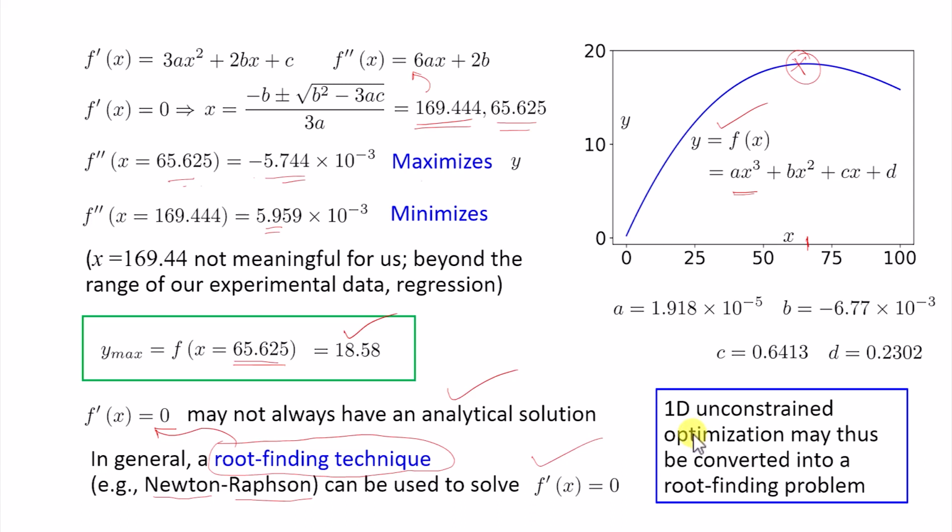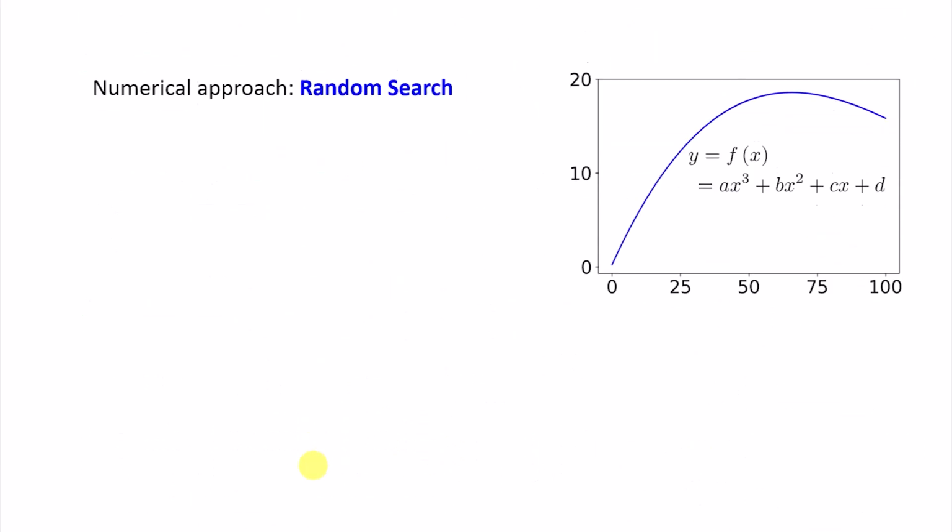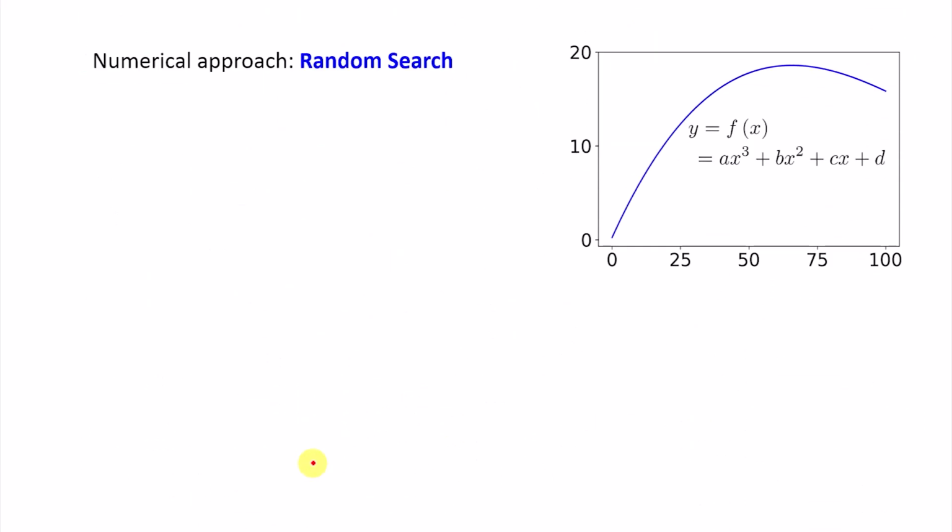Therefore, a one-dimensional unconstrained optimization problem may be converted essentially into a root finding problem. And we have already discussed root finding techniques, so there is no need to discuss any new technique in this regard. So this is the first way of solving a one-dimensional unconstrained problem, by root finding. But then let us try a different thing. Let us try a numerical approach, that is random search. That would be our starting point.